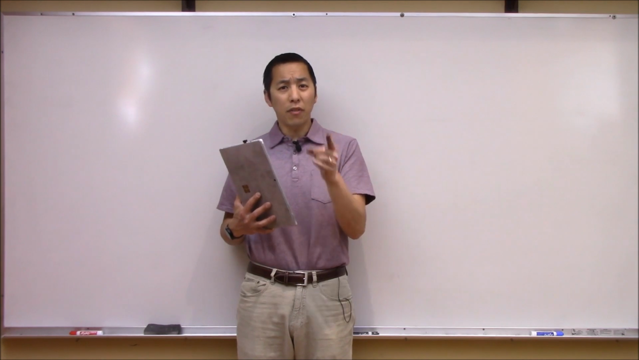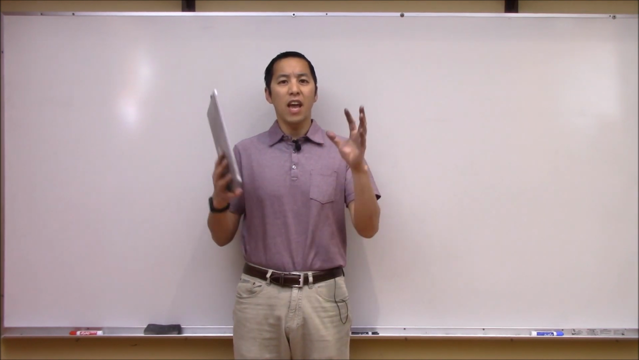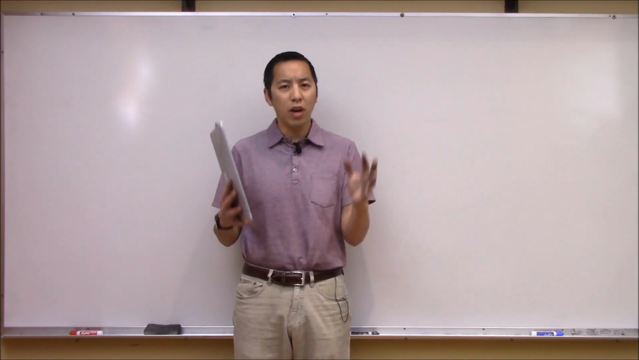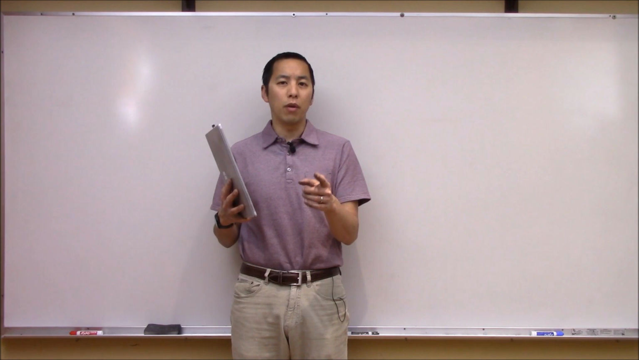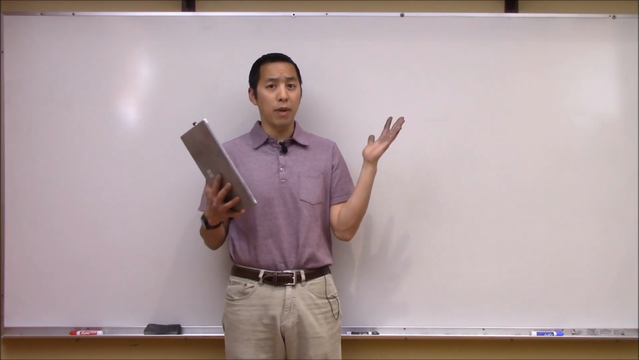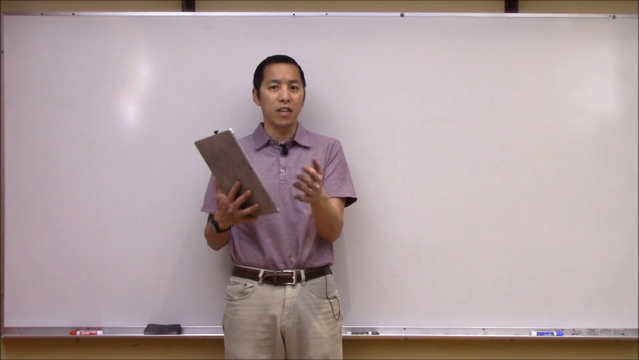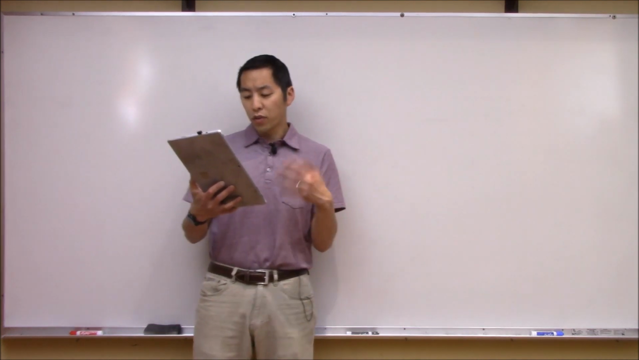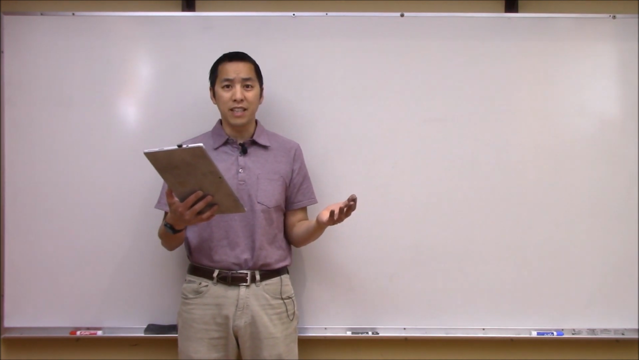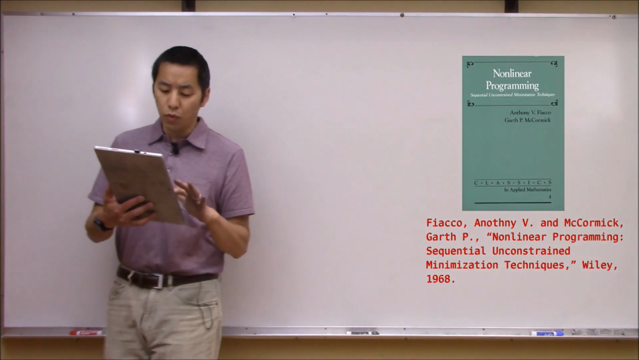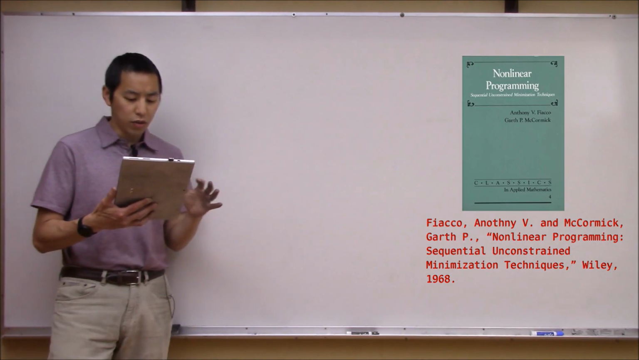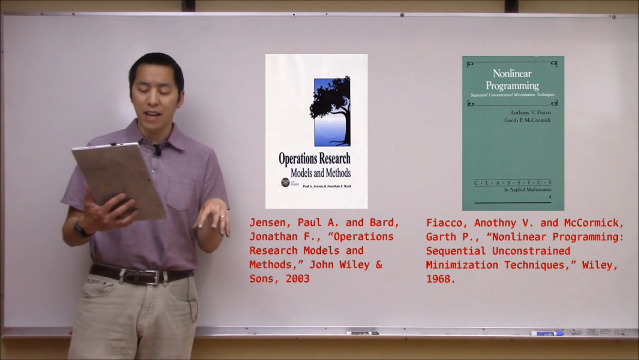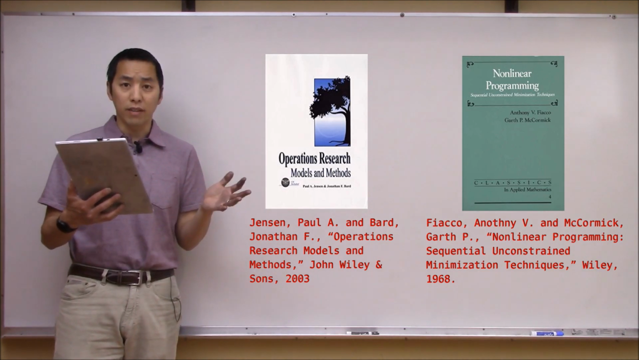To summarize, what we covered today was a technique to take a constrained optimization problem and convert that into an approximate equivalent unconstrained problem using what's called the penalty method. If you're looking for more references on this technique, it's usually referred to as the penalty method. This was first developed by Fiacco and McCormick in 1968, and an excellent resource and reference for this is the book by Jensen and Bard, Operations Research Models and Methods. I'll leave a link to that down in the description in case you're interested.